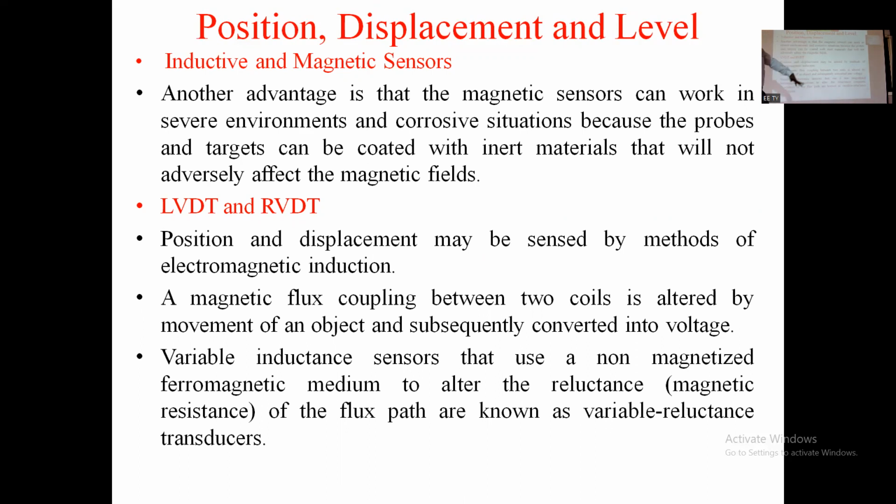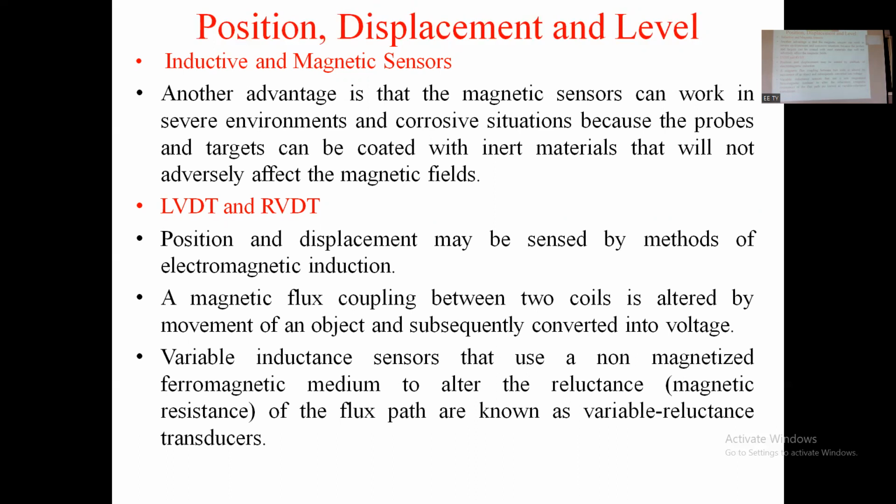In the sensor, the probe that is used, and our target, which is the accurate position, are both coated with inert material, and because of that there is no effect on the magnetic field. So these are some of the advantages of inductive and magnetic type of sensor.